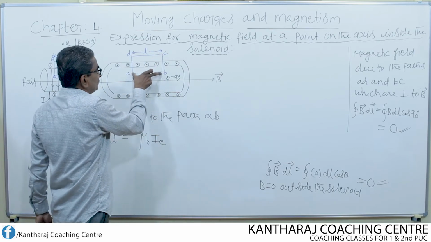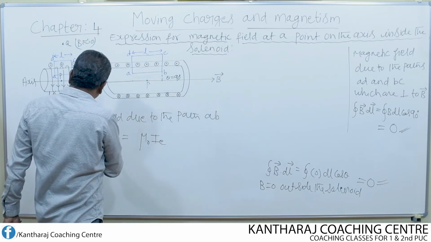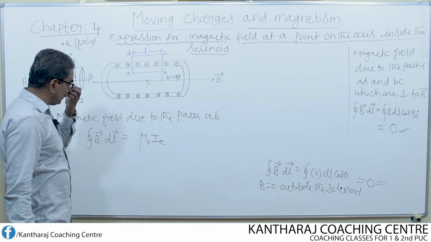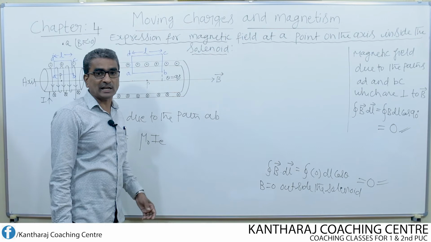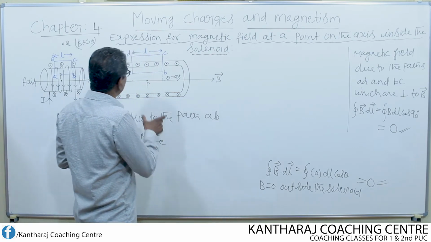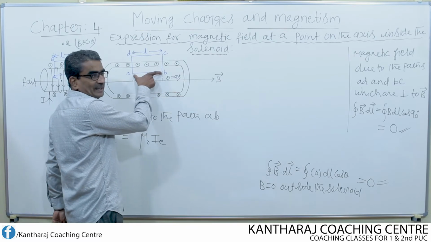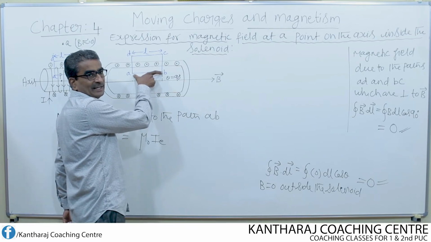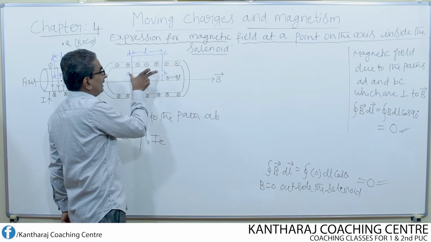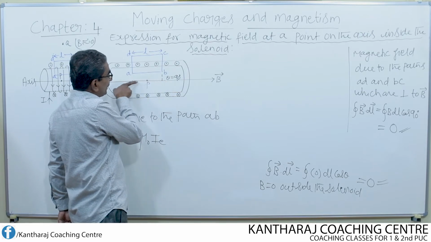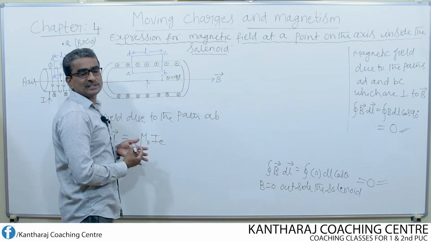The field exists due to this path only. So, the magnetic field due to the path AB is given by the integral of B dot dL equal to mu naught IE, according to Ampere's circuital law, but theta equals 0 degrees here. How is theta equal to 0 degrees? If I consider this AB as the line element of length L, it is found that the line element AB and the magnetic field are parallel to each other.